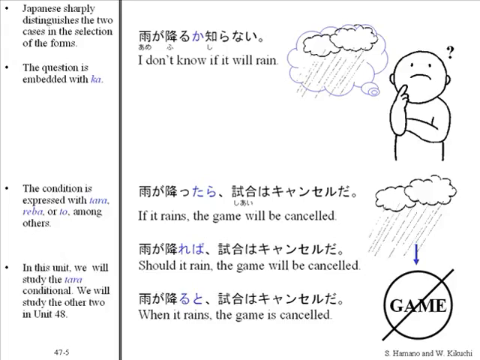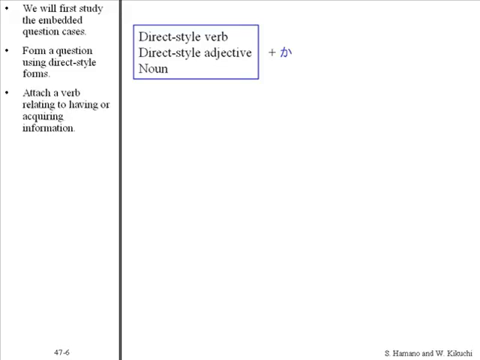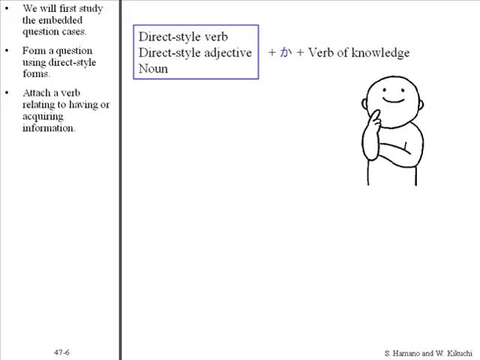In this unit, we will study the tara-conditional. We will study the other two in Unit 48. We will first study the embedded question cases. Form a question using direct style forms. Attach a verb relating to having or acquiring information. This produces sentences such as these.